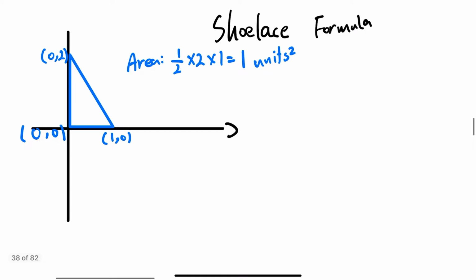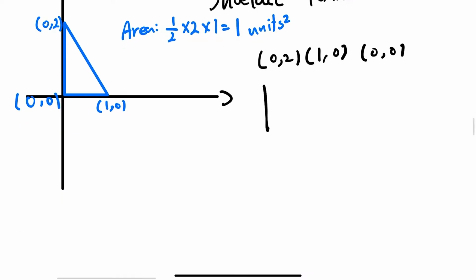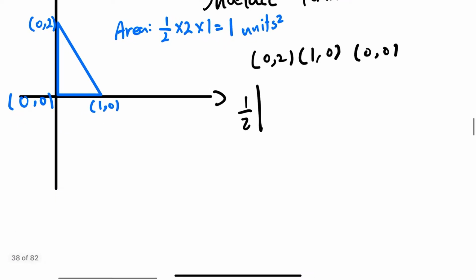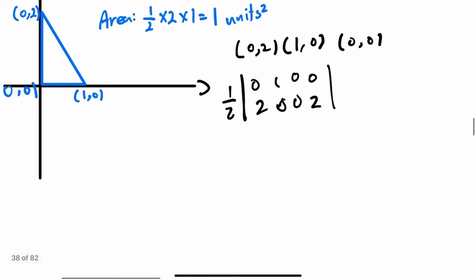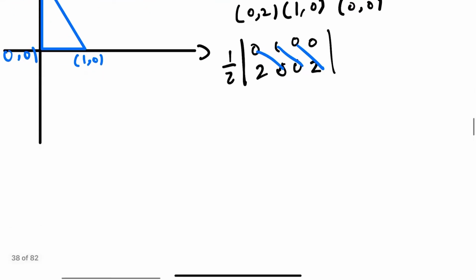So now let's try using the shoelace formula. So something like this, right? So what we want to do is 1/2 times, we'll just write this way, and then important thing, you write whatever you wrote in the front once more. Now what we're going to do is multiply this way and add. So 0 times 0, 1 times 0, 0 times 2.